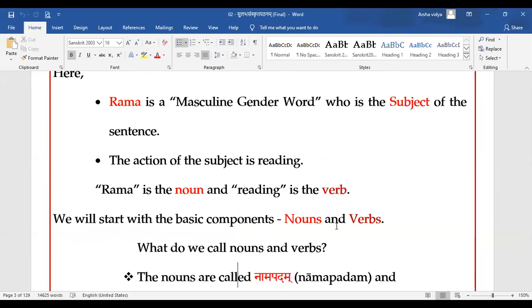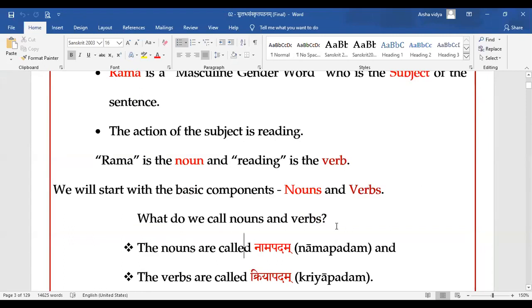You can note these names. Nouns are called Namapadam in Saṃskṛtam. And verbs are called Kriyapadam. Padam means word. Namapadam, noun. Kriyapadam, verb. Kriya means action. A word indicating an action is called a verb.